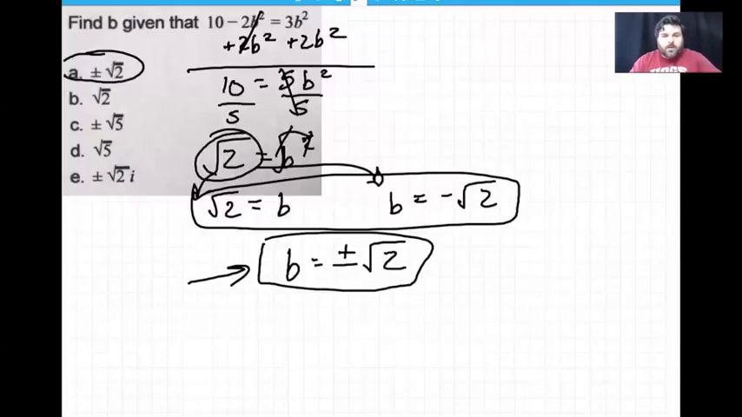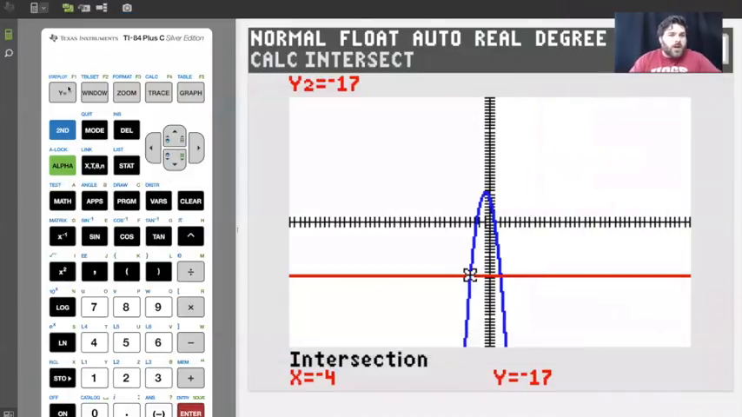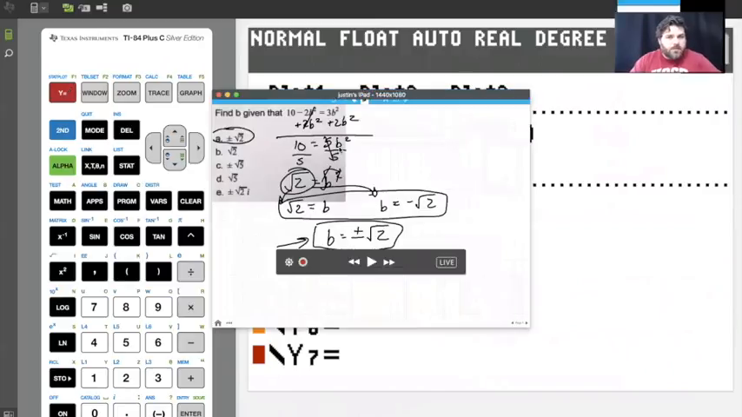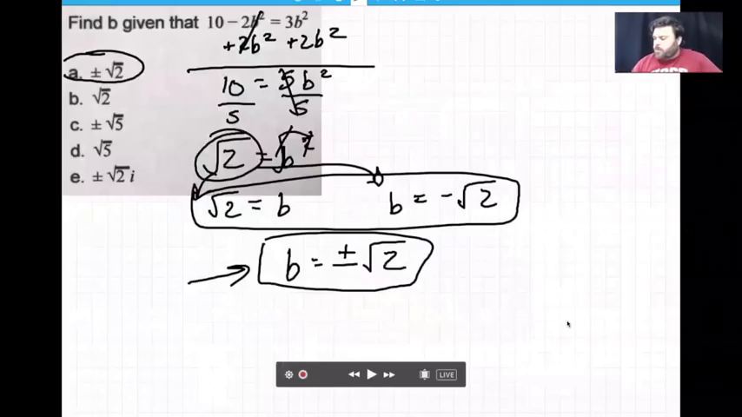Again, not to beat a dead horse here, but you could do this on here. You could graph the left side, graph the right side, and then find the intersection. Okay, just use x instead of b there.